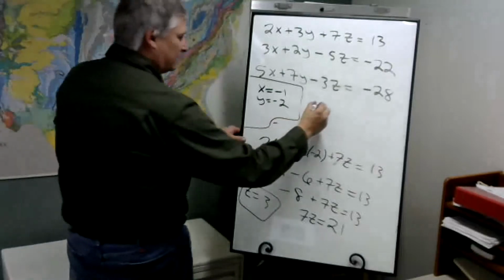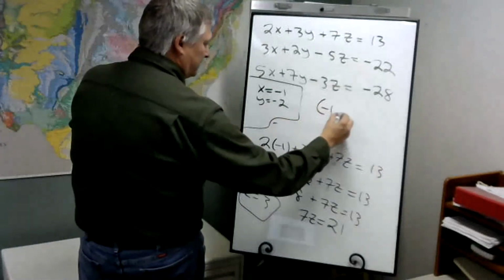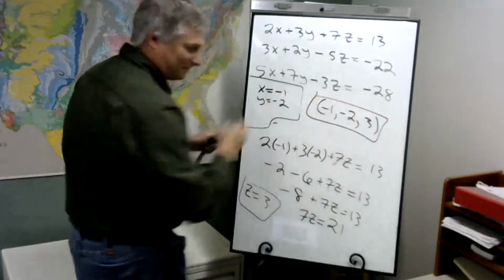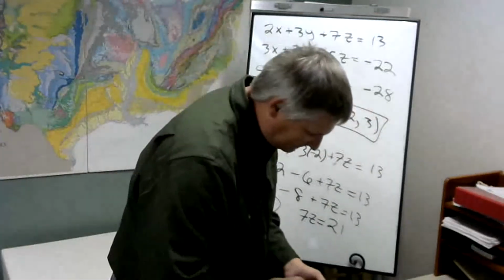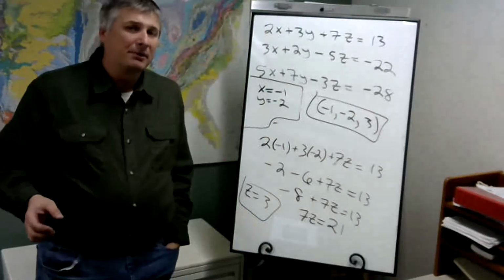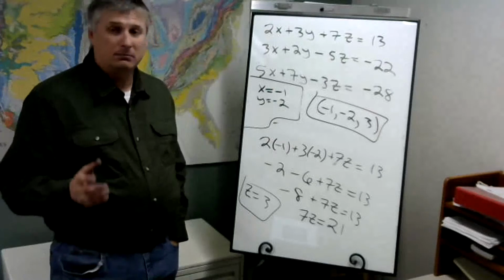So the answer: -1, -2, and 3. So that's it for this section. It can be a little complicated, but if you have any questions, let me know.